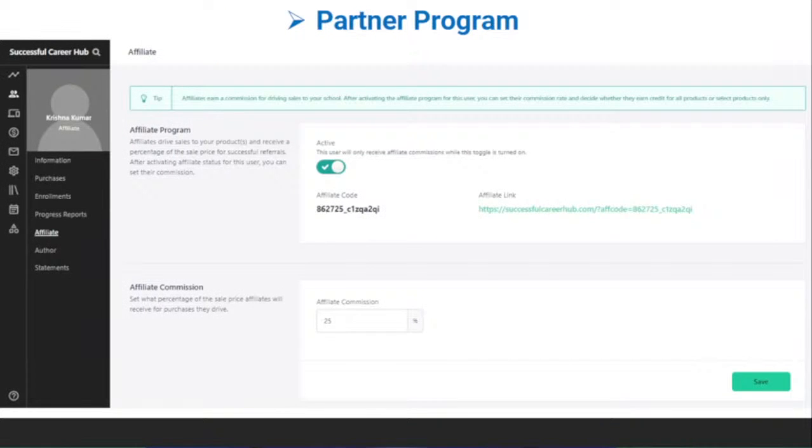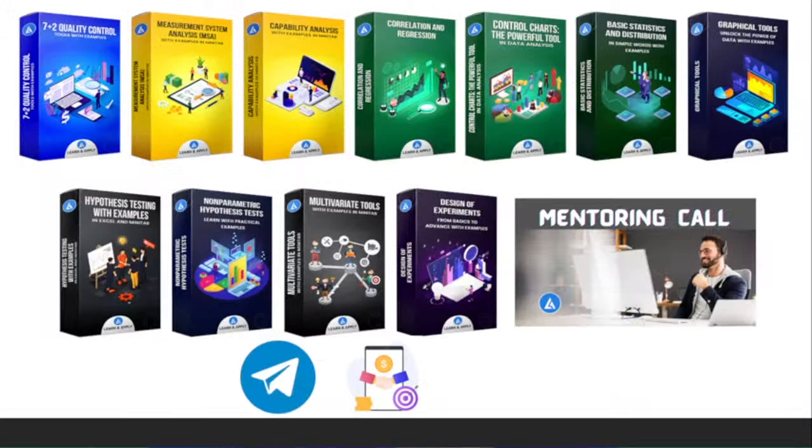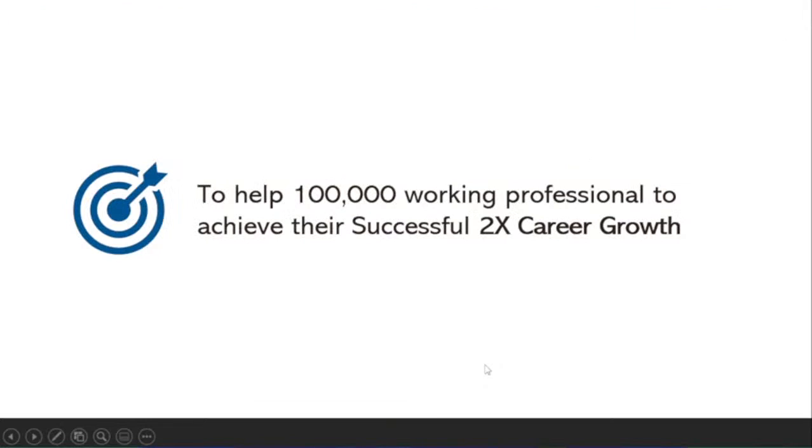This is our partner program. As soon as you enroll into our Minitab program, you will also become an affiliate partner of Learn and Apply. So the Minitab program I was discussing consists of all the important topics on Minitab, along with this mentoring call. You will also get the Telegram community support. You also have the system to schedule a live call as and when needed, and you will also be part of our community.